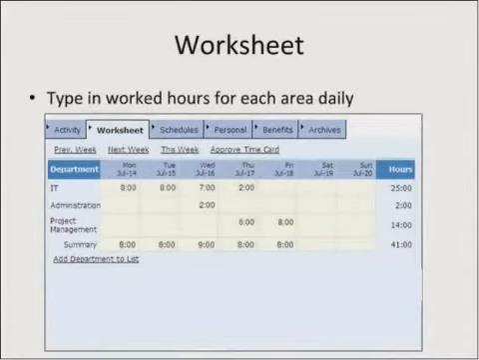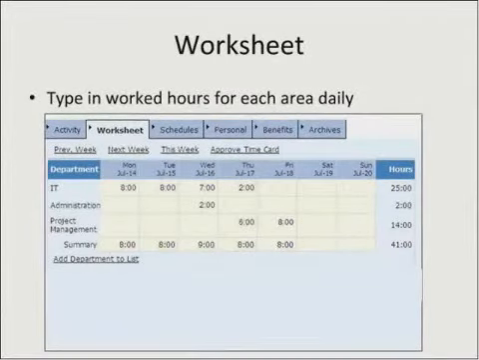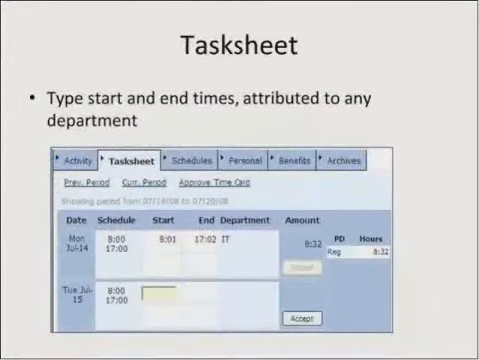The worksheet allows employees to simply type the number of hours worked in each area without need for start and end times or schedules. This is great for salaried employees or employees who need to track several projects or departments they work for. The task sheet allows employees to type in start and end times for their worked hours, as well as select the department in which they worked. This is helpful for employees who frequently transfer departments and need to track punch times.